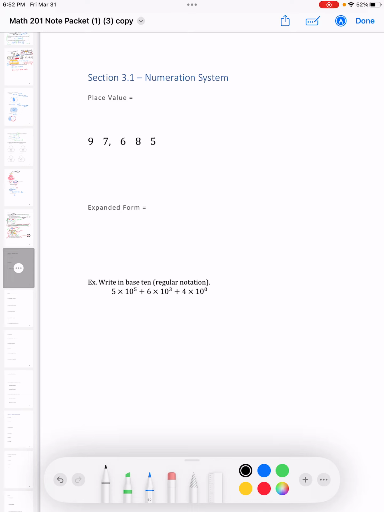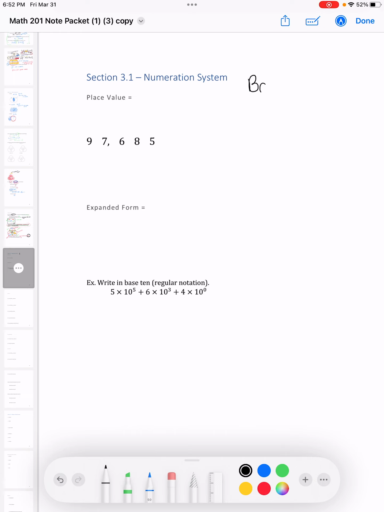So in 3.1, we're going to start looking at what's called the numeration system. And for our system, we are base 10. That means we have 10 single digits. We have the digits 0 through 9, so that is 10 digits. You can see those on your phone or your calculator. You can count up those single spaces. That's how many symbols we have to represent numbers. All numbers in the world are made up with those 10 symbols.